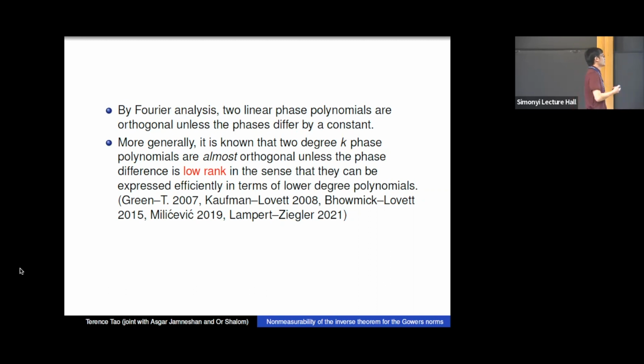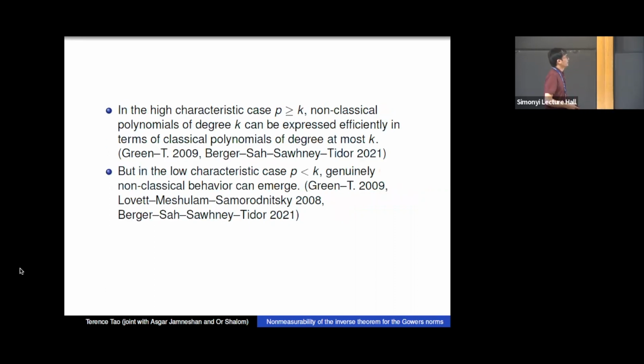The situation is more complicated in higher degree. If you have two degree k phase polynomials, then they might correlate and they might not correlate, but the only way that they can correlate is not if they differ by a constant, but if they differ by something that's low rank, which means that the difference is expressible in terms of lower degree polynomials in some efficient way. There's a long story there, but I think there are other talks in this program that will be devoted to that, so I will not talk about that.